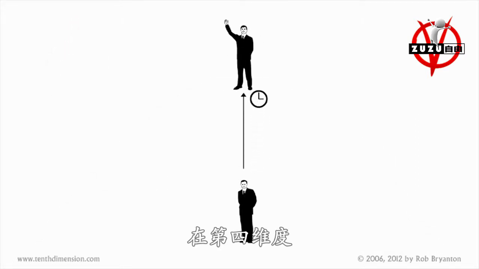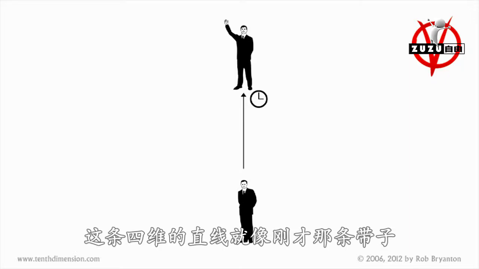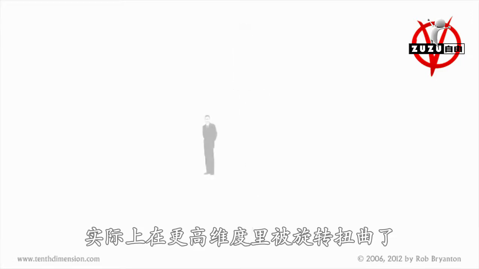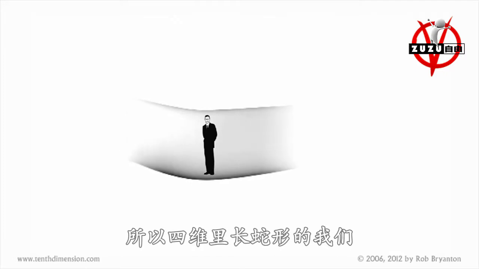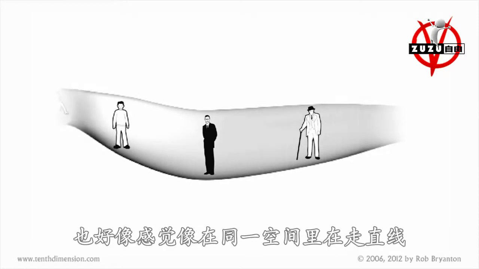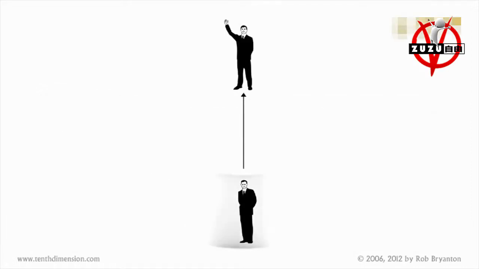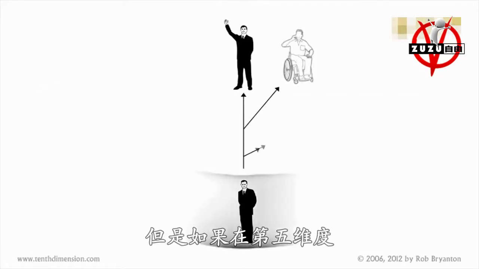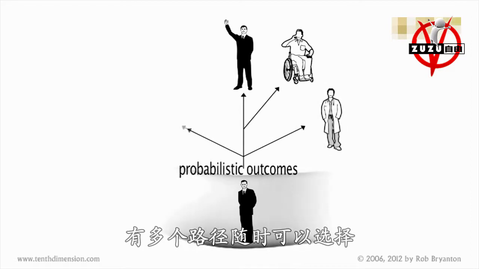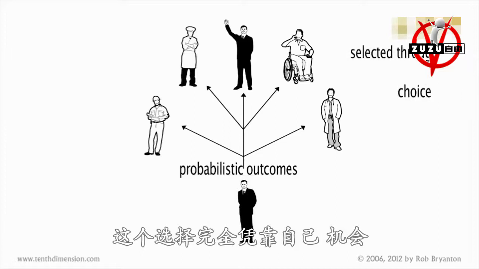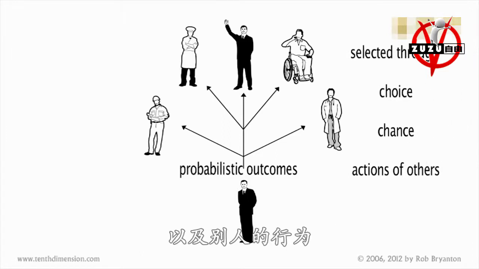The fourth dimension feels like a straight line to us, moving from the past to the future with what some have called the arrow of time. But that arrow is, without us even being aware of it, actually twisting and turning in the dimension above. So the long undulating snake that is us at any particular moment will feel like it is moving in a straight line in the fourth dimension, but there will actually be, in the fifth dimension, a multitude of paths that we can branch to at any given moment. Those branches will be influenced by our own choice, chance, and the actions of others.